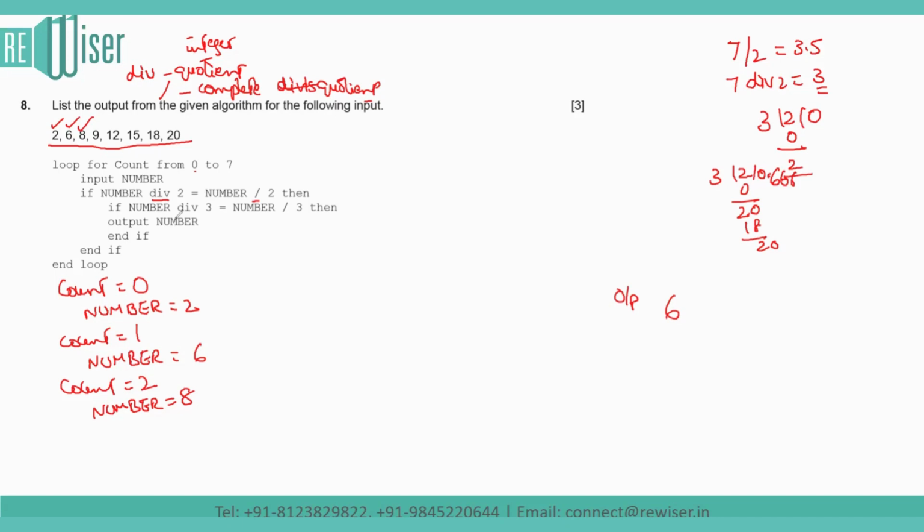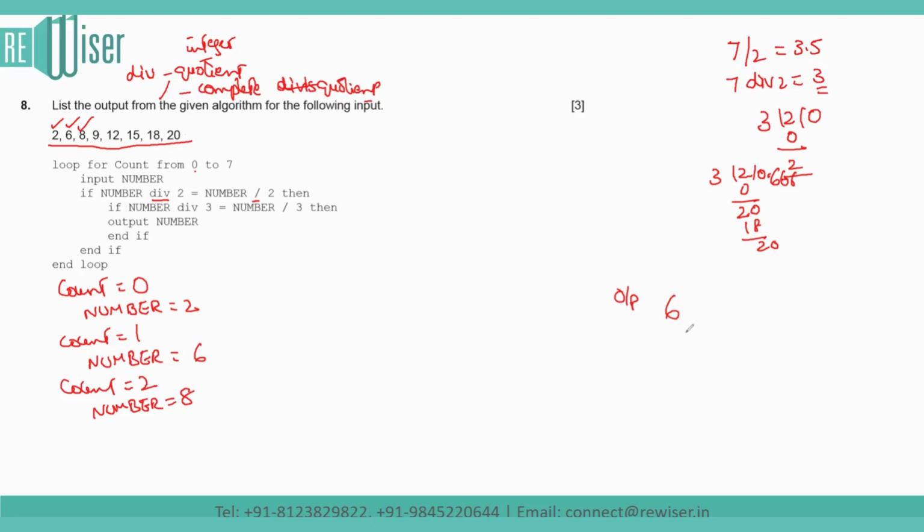So basically, what exactly are we doing inside this? We are checking if the number is divisible by 2, and then we are checking if it is divisible by 3. That is, we want numbers which are divisible by both 2 and 3. That's the whole point of this algorithm. So going on that logic, which of these numbers are divisible by both 2 and 3?